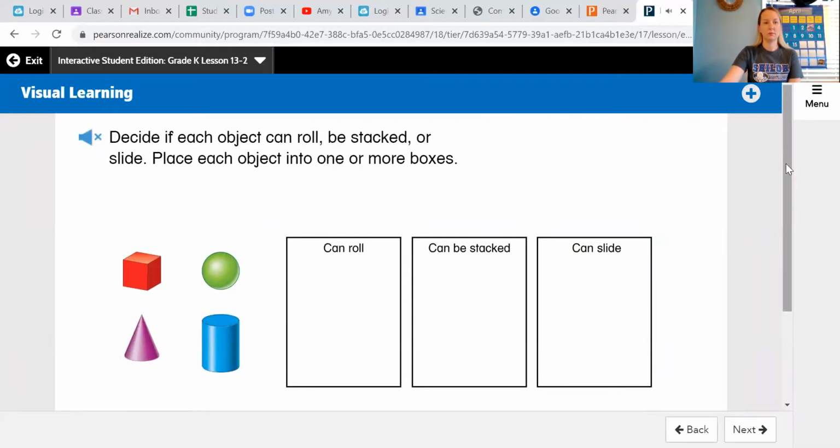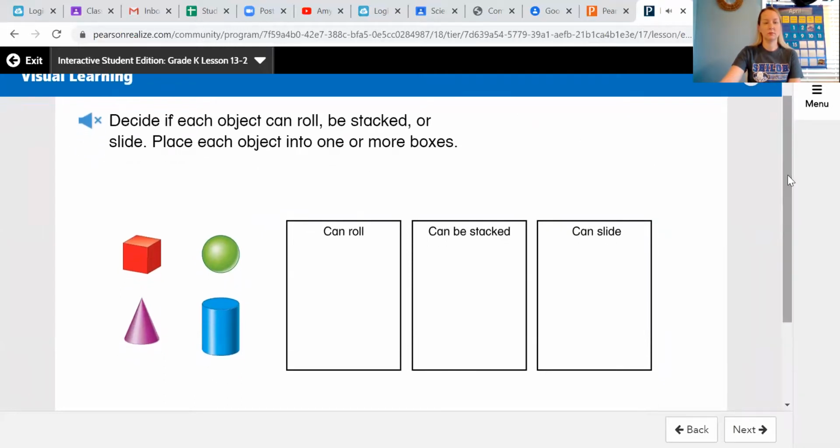Decide if each object can roll, be stacked, or slide. Place each object into one or more boxes. All right, so this first box says it can roll. Can a cube roll? No, it doesn't have any curved or round edges. Let's see, can a cube be stacked? Does it have flat sides to be stacked? Yes, it can. So we're going to leave him right there.